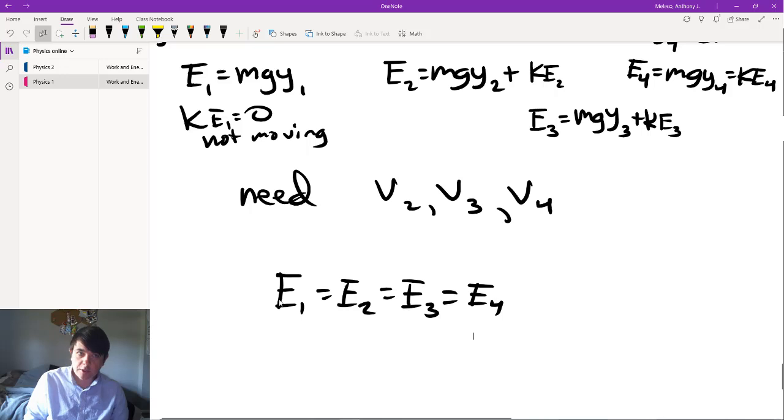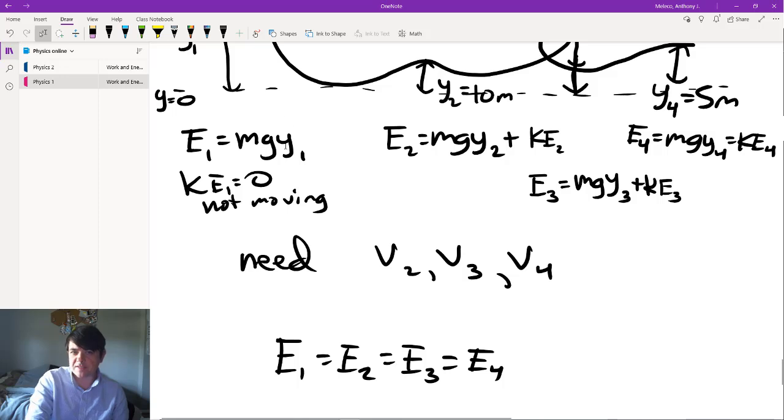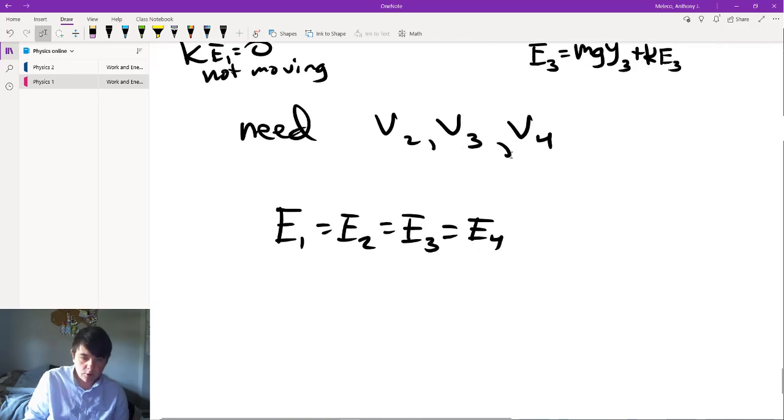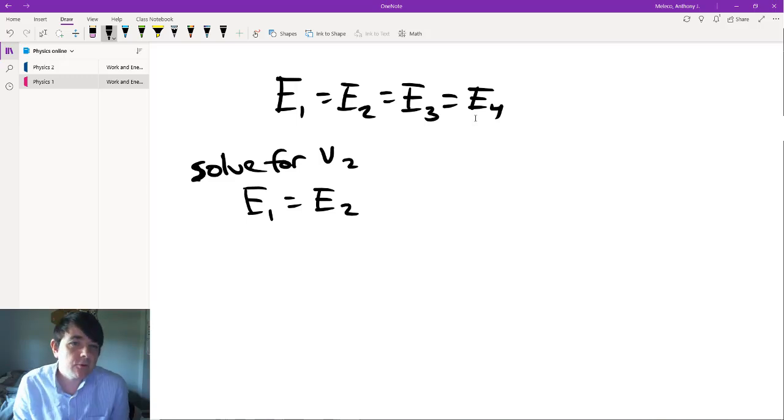You can do this however you want. You can do E1 equal E2, E1 equal E3, E1 equal E4, or you can do E2 and E3, E3 and E4. I think it's easiest to compare everything to E1 because this only has one term in it, mgy, where these have mgy2 and kinetic energies. So I'm just going to do E1 equals E2 for the first one and solve for V2. Because all the energies are equal because of energy conservation, we can do it however we want.